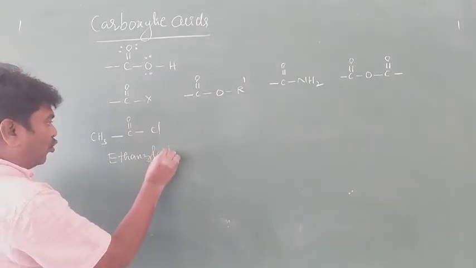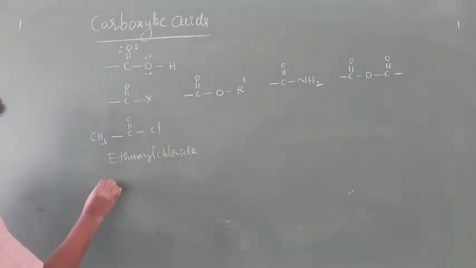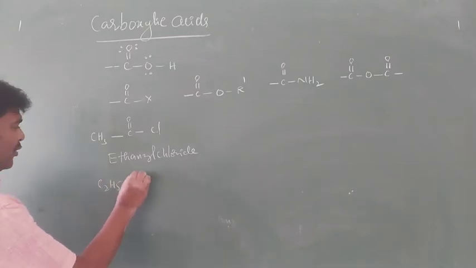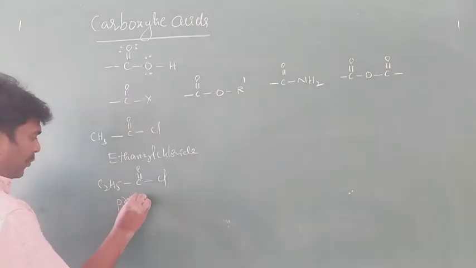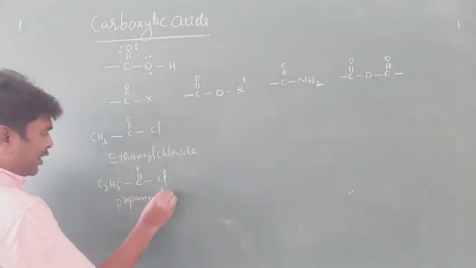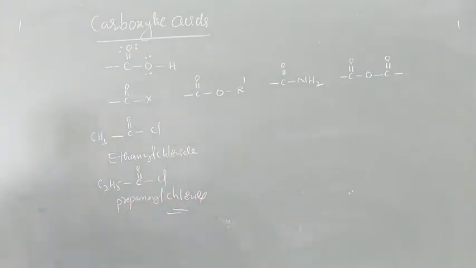Ethanoyl chloride. Similarly, C2H5, C double bond O, Cl is propanoyl chloride. Propanoyl chloride. It is very important, my dear students.